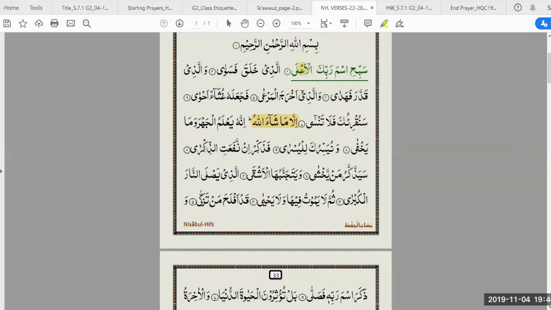Okay, so it looks a bit different than a normal letter would, but do you know what this letter is next to the kaf? No, it looks a bit funny. It's supposed to be a ra. There are different ways of writing a ra, and this is how it's written in here. So this is a ra. You read it like this: fa dhakkir in nafa'ati adh-dhikra. Fa dhakkir in nafa'ati adh-dhikra. Okay, good.